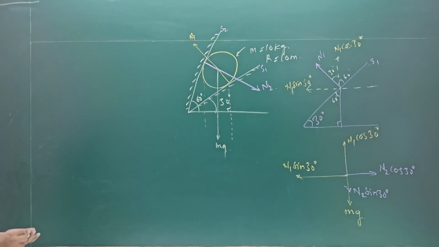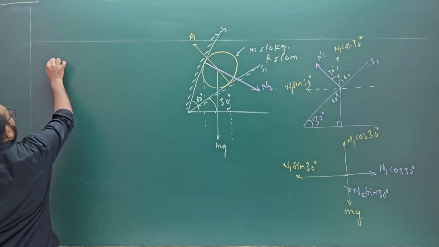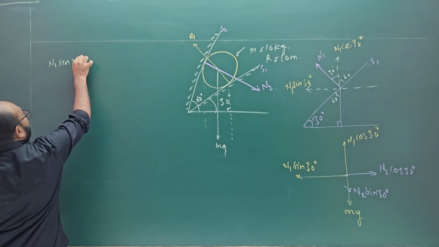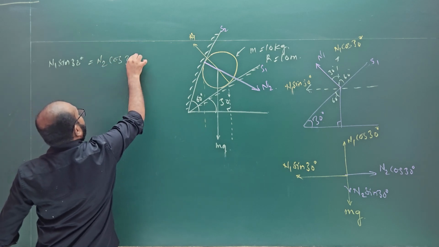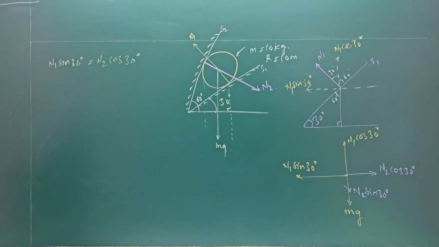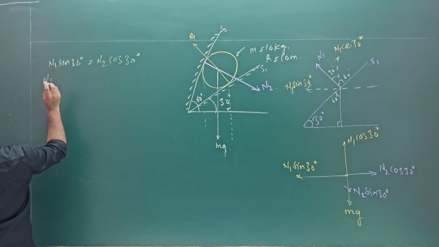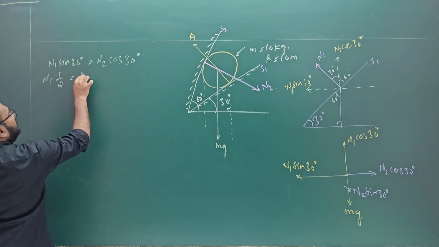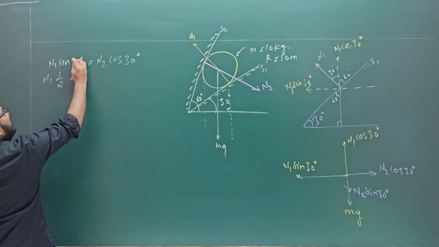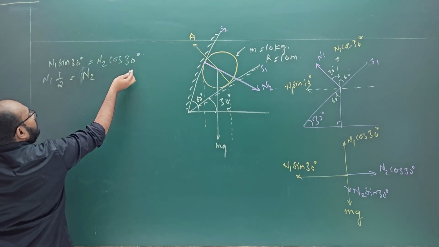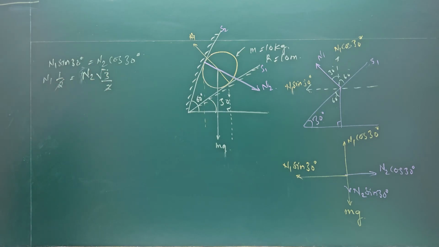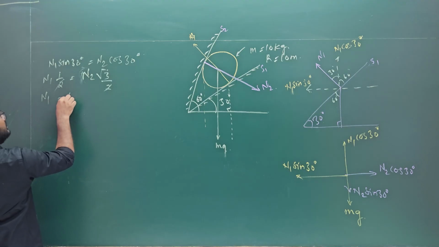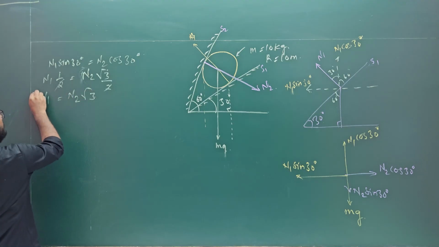so solving this, can I say that N1 sine of 30 degree equals N2 cos of 30 degree. This is your equation number 1. Then can I substitute the values, N1 times 1 by 2 equals N2 times root 3 upon 2. Can I cancel this 2 and 2? Then from here N1 is nothing but N2 root 3.